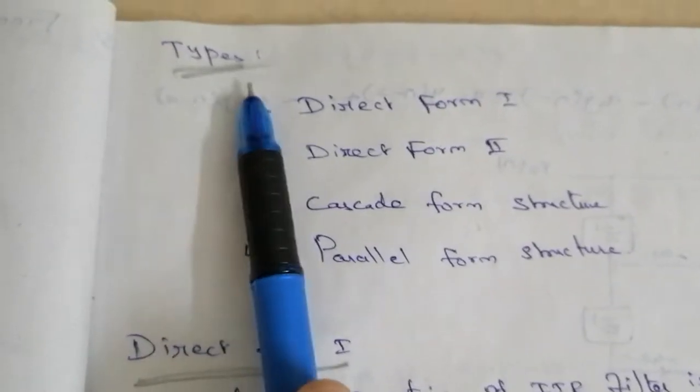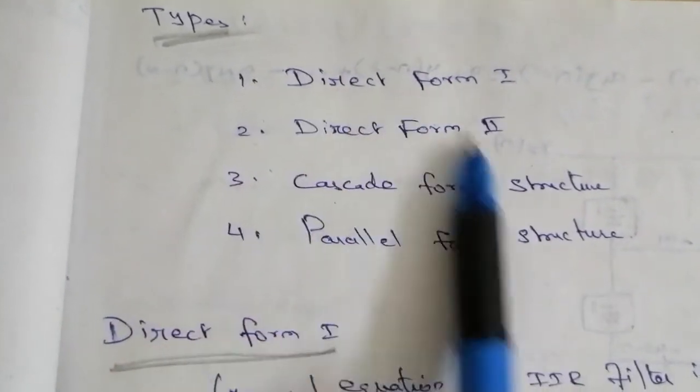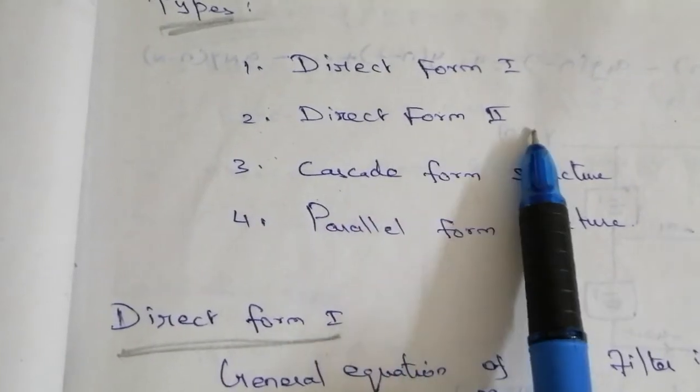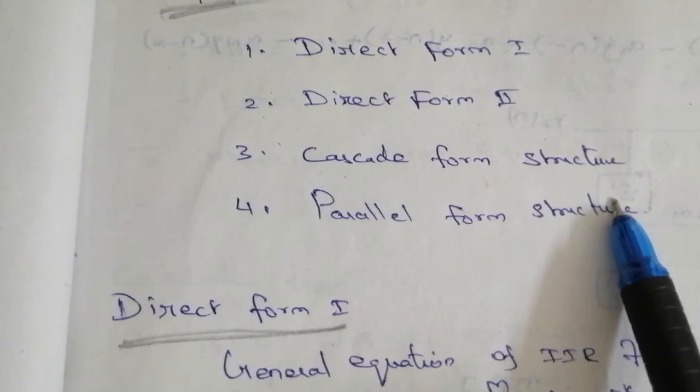Next, the types of structure of IIR filter. There are 4 types: direct form 1, direct form 2 structure, cascade form structure and parallel form structure. So let's see them one by one.